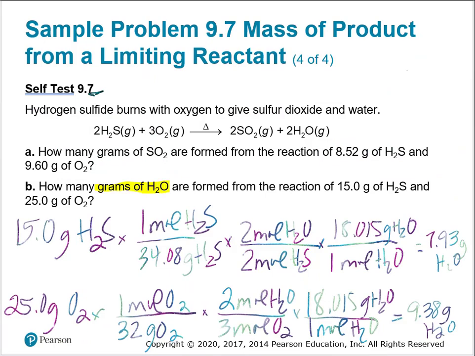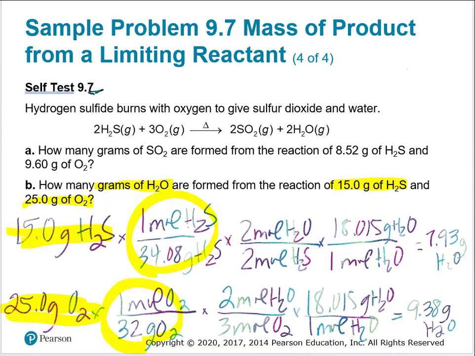It wants to know how many grams of water are formed. We're given grams of H2S and grams of O2. So here's my grams of H2S and grams of O2. We need to have 2 separate problems. If I have grams of anything, I have to get to moles. Here's my molar mass for H2S. There's my molar mass for 2 oxygens.